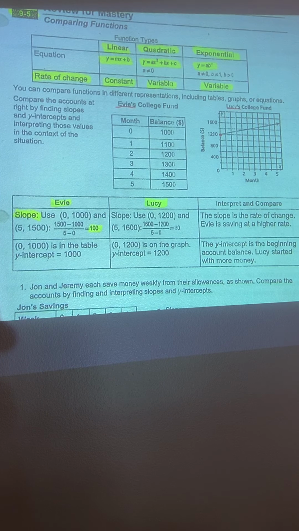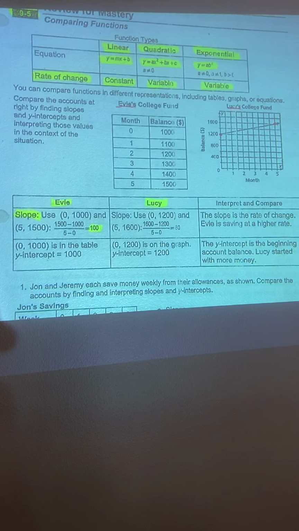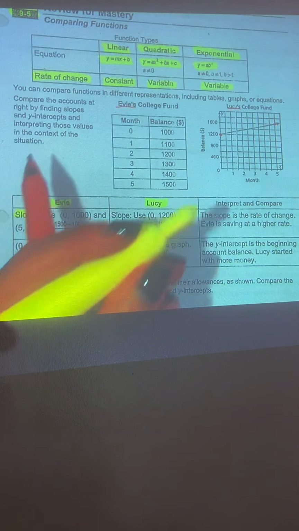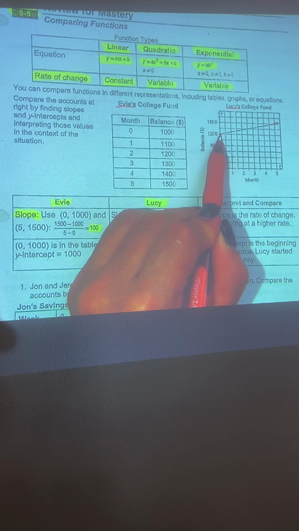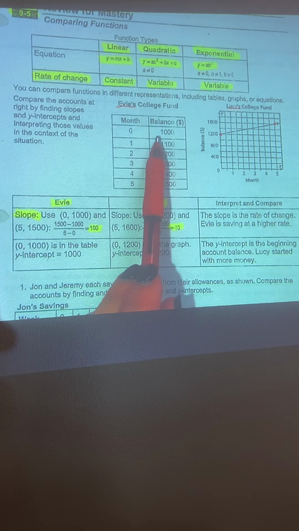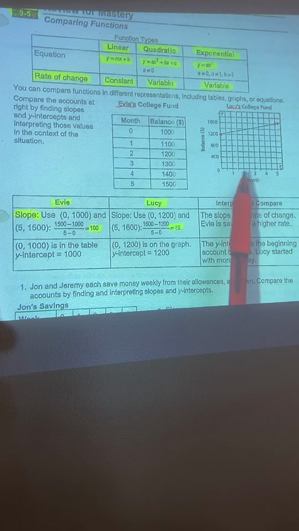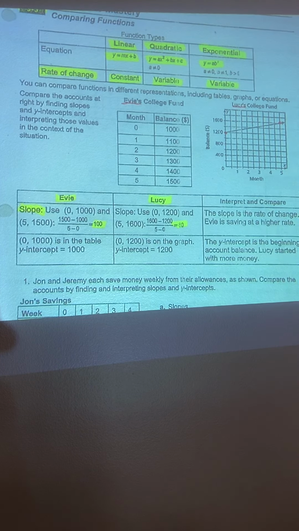And then Lucy's slope, we picked two ordered pairs. They did 0, 1,200, and 5, 1,600. So they used the big numbers. And they found her slope to be 80. Y2 minus y1 over x2 minus x1. And you could see Evie's y-intercept is 1,000, and Lucy's y-intercept is 1,200. So what could we say here? The slope is the rate of change. Evie's saving at a higher rate. She's saving $100 a month, whereas Lucy is only saving $80 a month, even though Lucy started with more money.